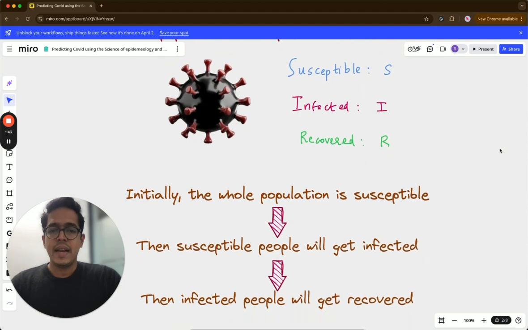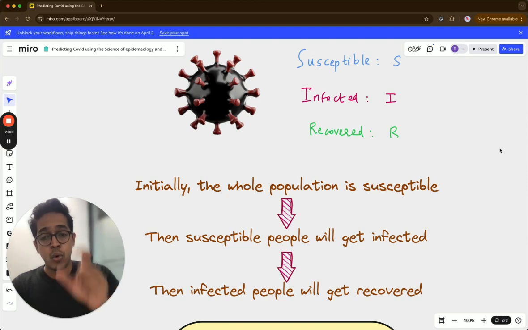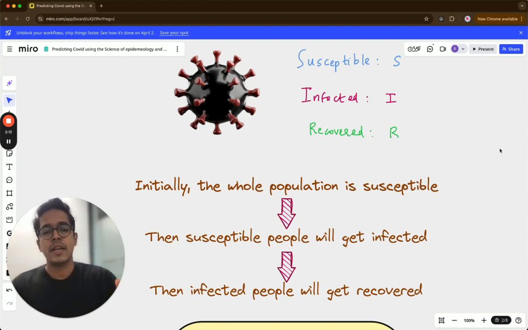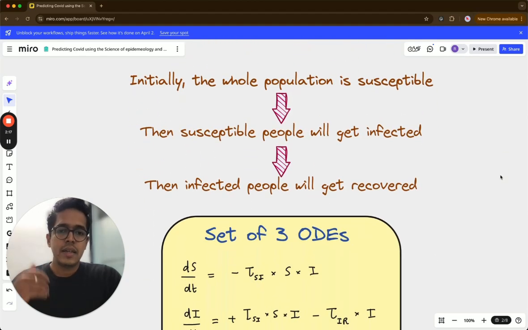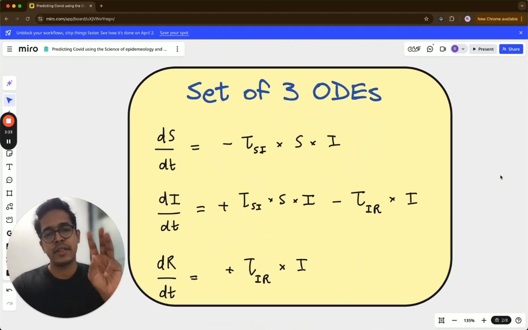Now, we can model the change of the number of susceptible people, the number of infected people, and the number of recovered people such that we can get it as a function of time, starting with certain initial conditions. So initially, the entire population is susceptible. Then the susceptible people will move from being susceptible to being infected. So that's why this is called a three-compartment model. Initially, you consider that the susceptible people are in one compartment. Then they move to the compartment of infected people, and then the infected people move to the recovered compartment. The change of these three variables, S, I, and R, can be modeled using three ordinary differential equations.